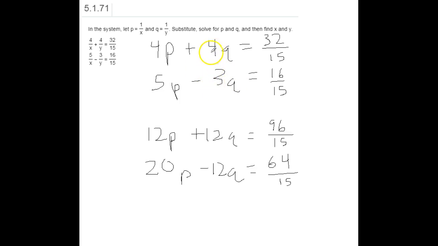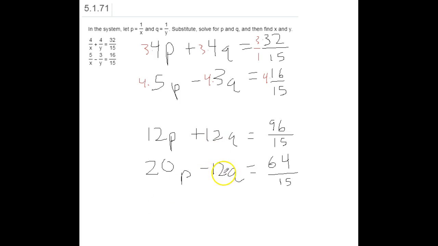I'm going to change the coefficients here to both equal a common value. 3 and 4 both go into 12, so if we multiply every single thing in this first equation by 3, we get down here 12p plus 12q, and then equals 96 over 15. Fraction multiplication, 3 times 32 is 96, 1 times 15 is 15. And then down here, to make this a 12, we multiply everything by 4. Make sure you do everything by 4, and you get this result.